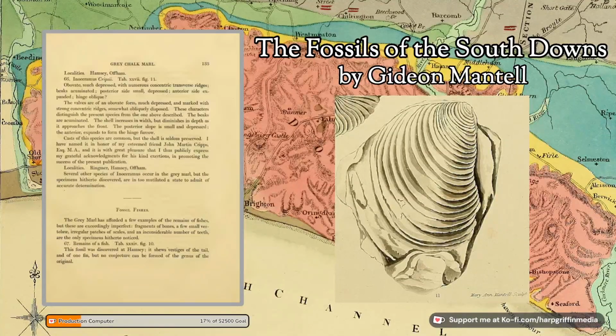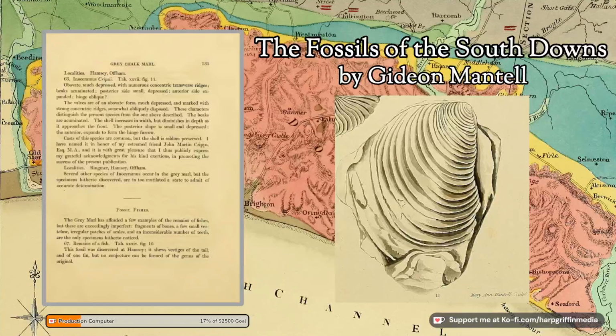These characters distinguish the present species from the one above described. The beaks are acuminated. The shell increases in width but diminishes in depth as it approaches the front. The posterior slope is small and depressed. The anterior expands to form the hinge furrow. Casts of this species are common, but the shell is seldom preserved.